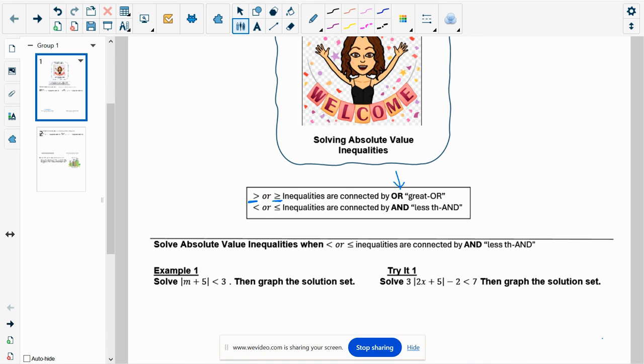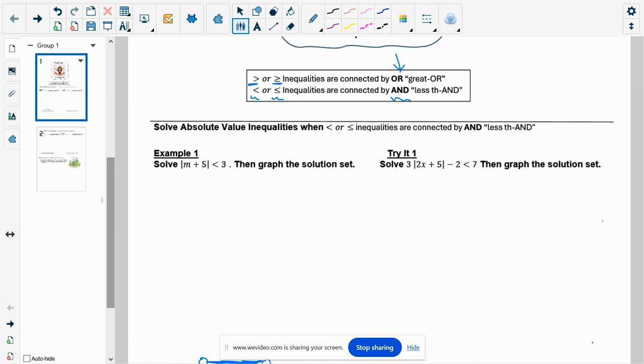Sounds like greater, that's how we remember. If I have less than or equal to, that compound inequality is connected with an and. It sounds like less than to help us remember. Okay, so let's look at example 1. We have less than, that's less and, right? So we know we're going to use an and in between.